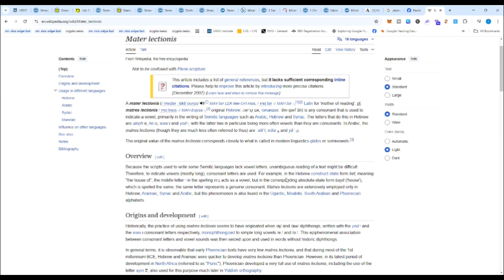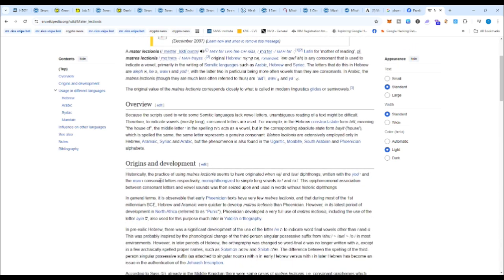Matres lectionis are extensively employed only in Hebrew, Aramaic, Syriac, and Arabic, but the phenomenon is also found in the Ugaritic, Moabite, South Arabian, and Phoenician alphabets. Now, the script that they use, the Abanawa, Tawada, and all that stuff, that's Phoenician, man. And it's actually wrong. It's Todah, like it says right here.